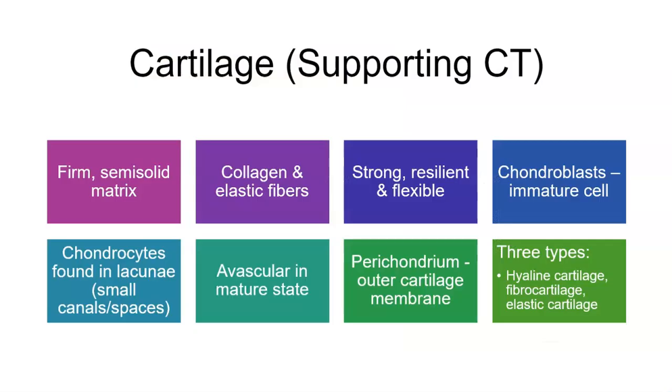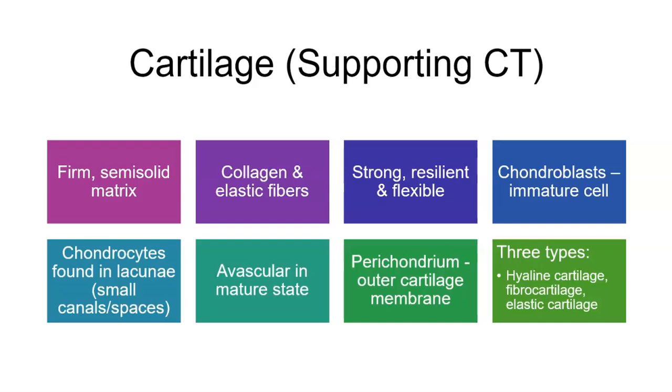Cartilage has a firm semi-solid matrix with variable amounts of collagen and elastic fibers. Mature cartilage cells are called chondrocytes. Remember, chondri refers to cartilage, cyte is cell. Chondroblasts are immature cells. Chondroblast, cartilage builders. Chondrocytes are found in small spaces called lacunae within the extracellular matrix.